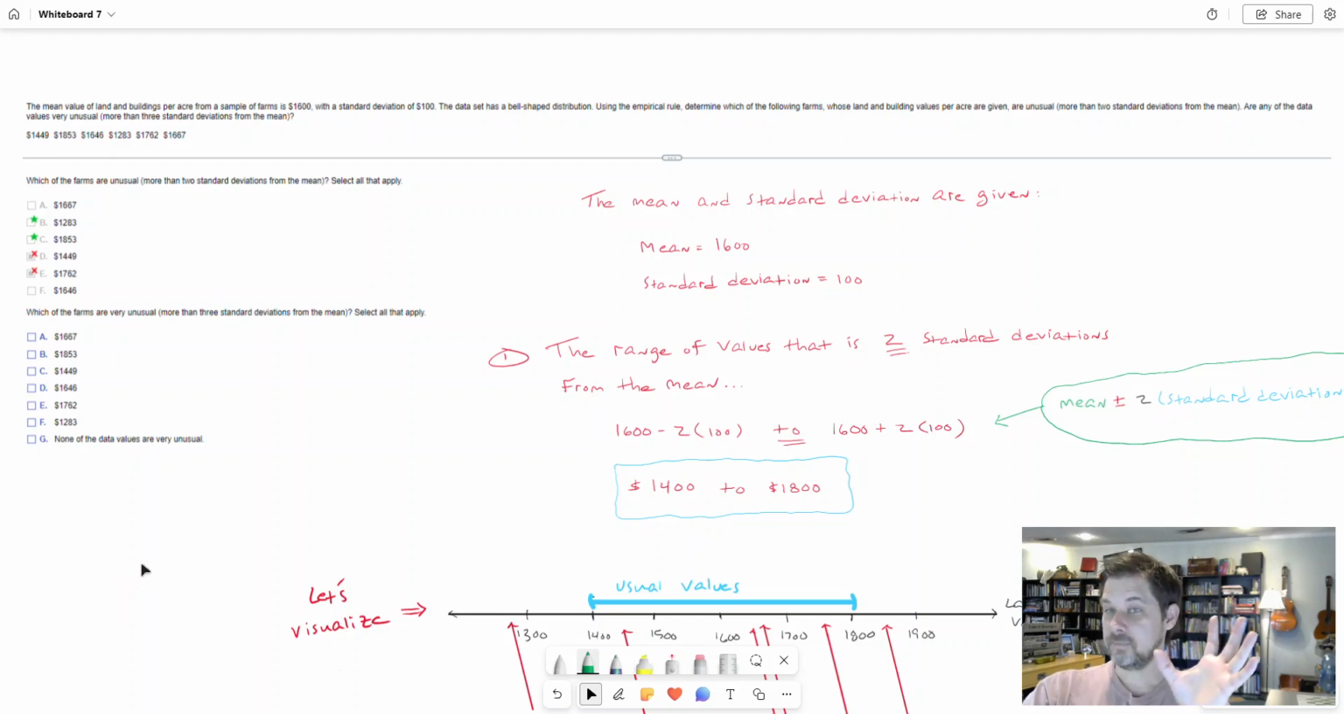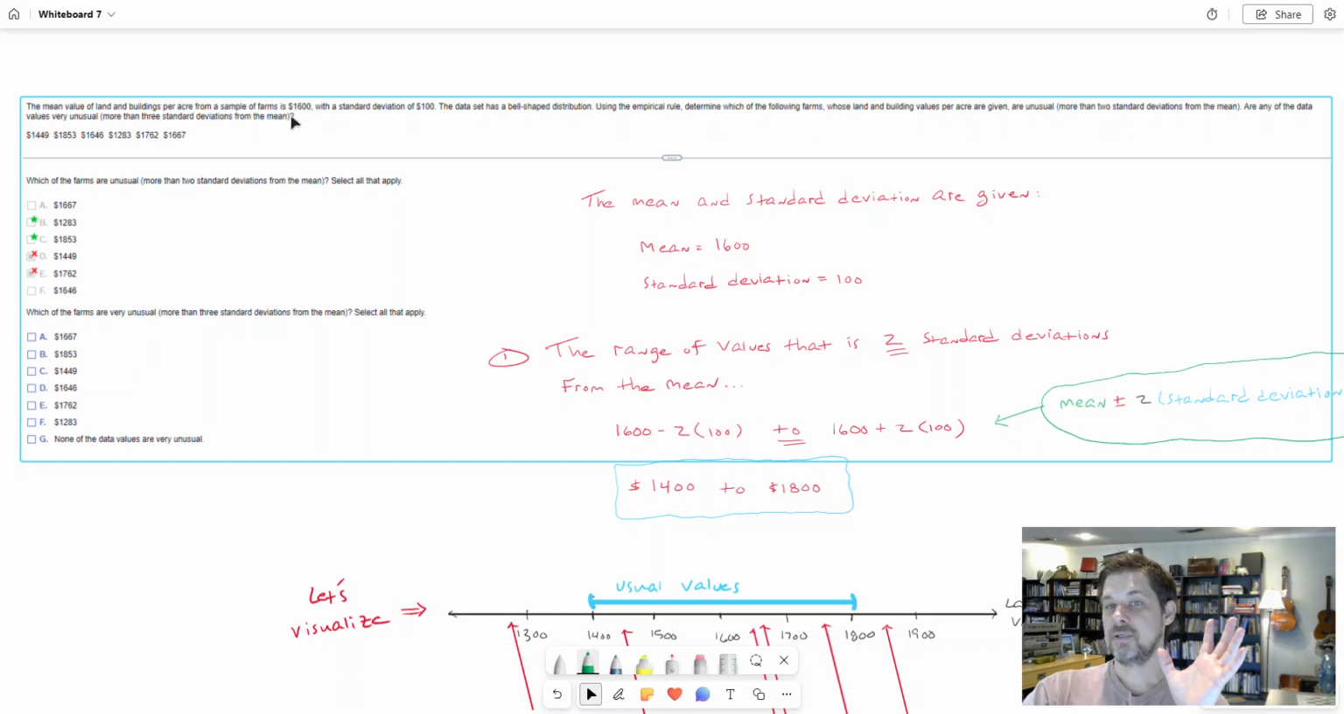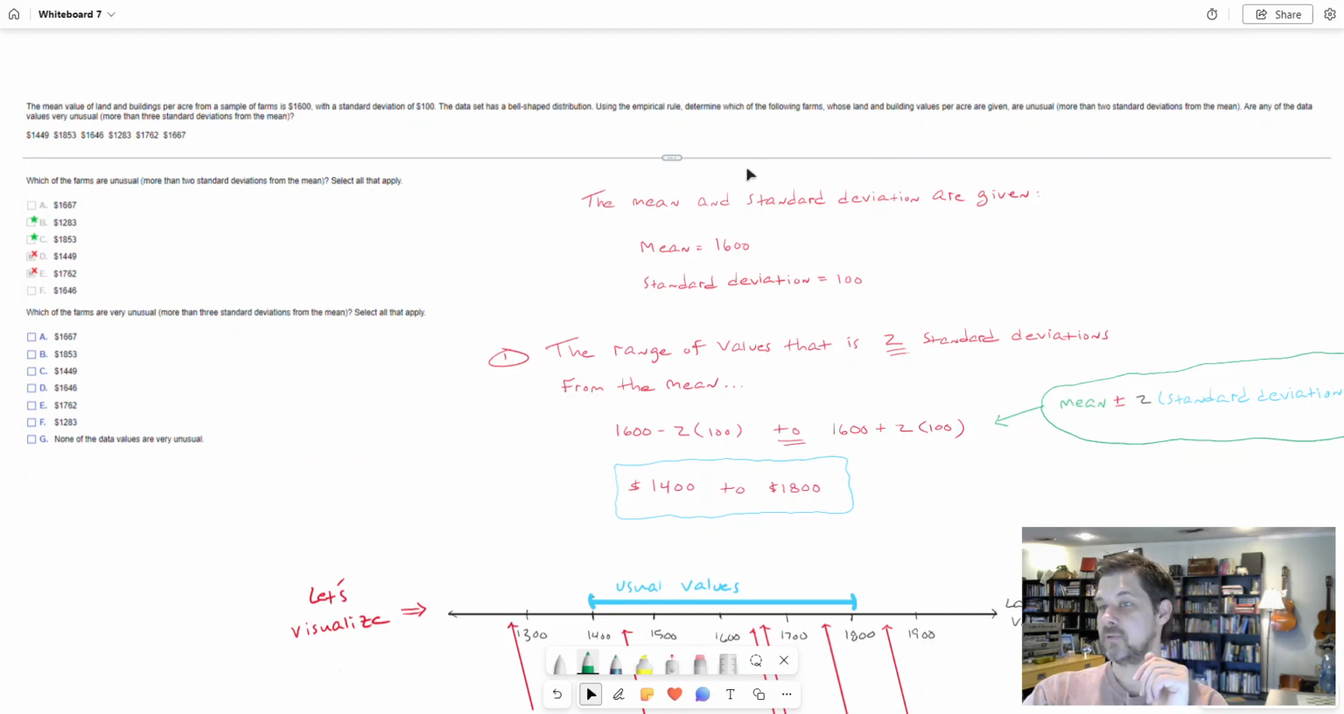Okay, so here's how we'll do it. I noticed about this question that the mean and the standard deviation are already given, so I don't have to worry about calculating that. Somebody already did that. They collected all this data about the value of land and buildings per acre on a farm, and they did all the math, and they said the mean is 1600 and the standard deviation is 100. So we've got that.